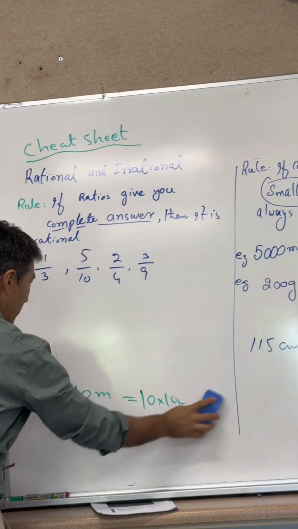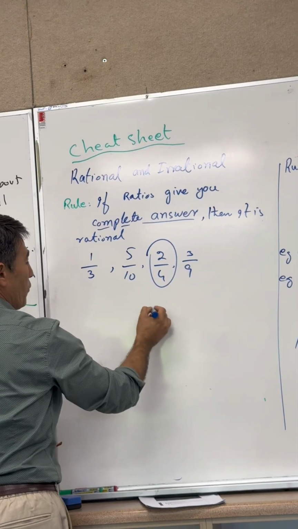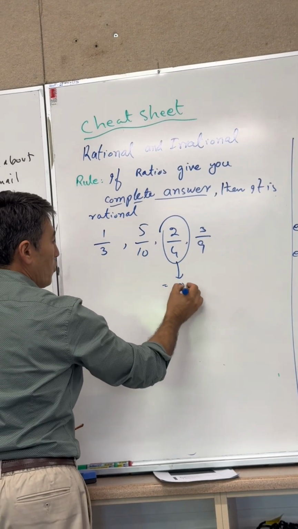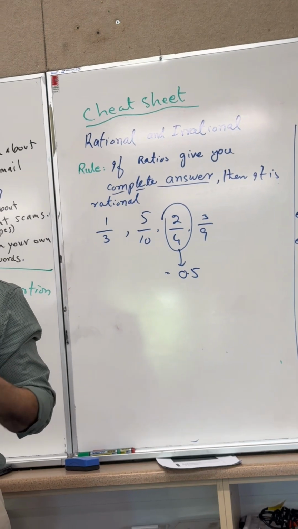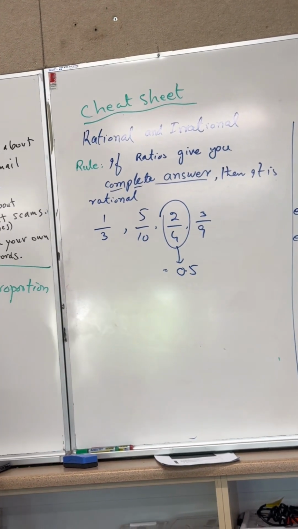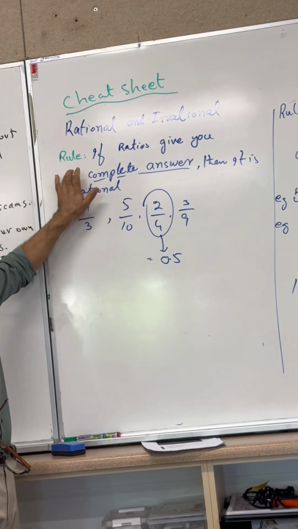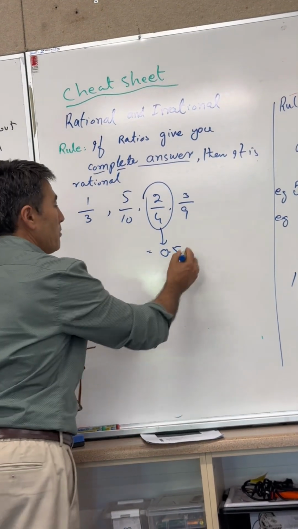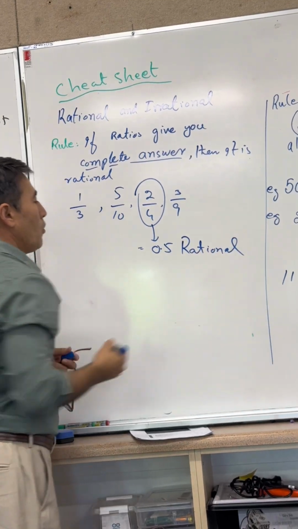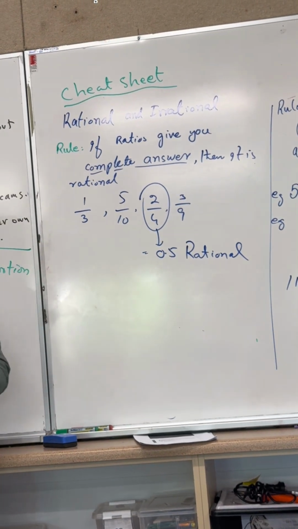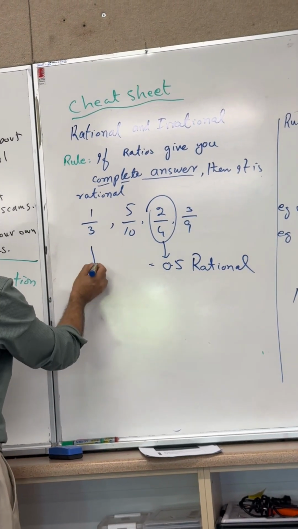If it completely finishes, let's say, for example, 2 divided by 4, if you use a calculator, it gives you 0.5. That's the answer, it doesn't go further, it stops. When it stops, it means that it is a rational number. Okay, let's go 1/3. I'll check what the answer for 1/3 is. What do you guys think?